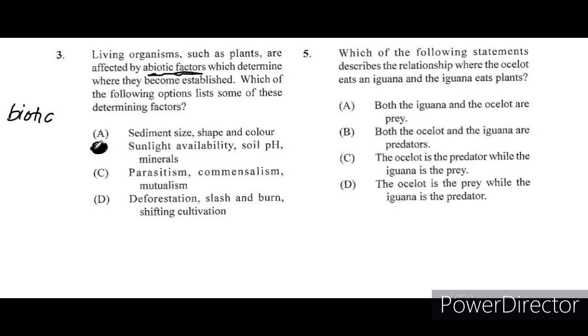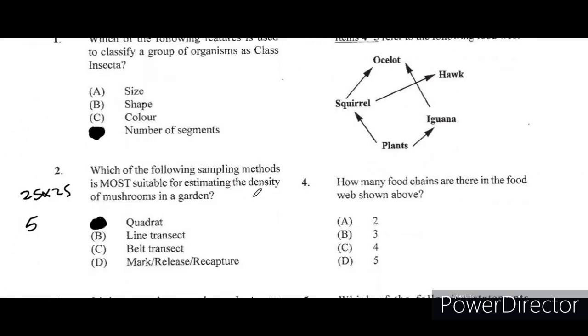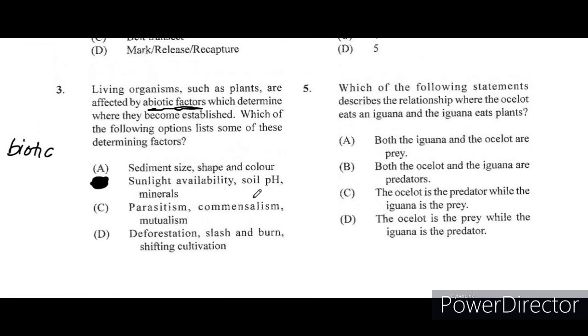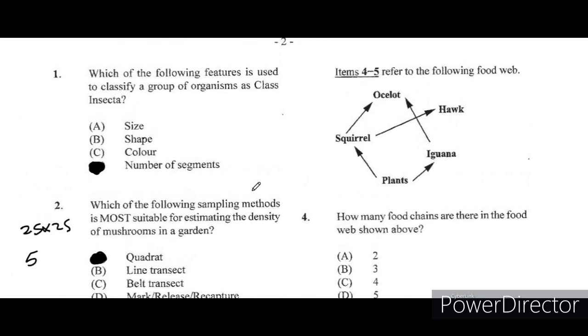Parasitism, commensalism, mutualism, those are symbiotic relationships, so that's not it either. And deforestation, slash and burn, shifting cultivation. Isn't this like methods of farming? Anyways, for three, I would go with B. You know, B, boy starts with little b. I think you know what I mean.